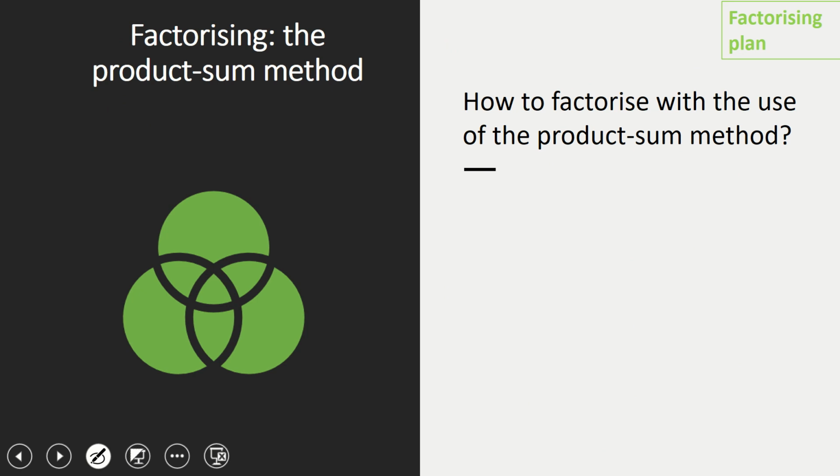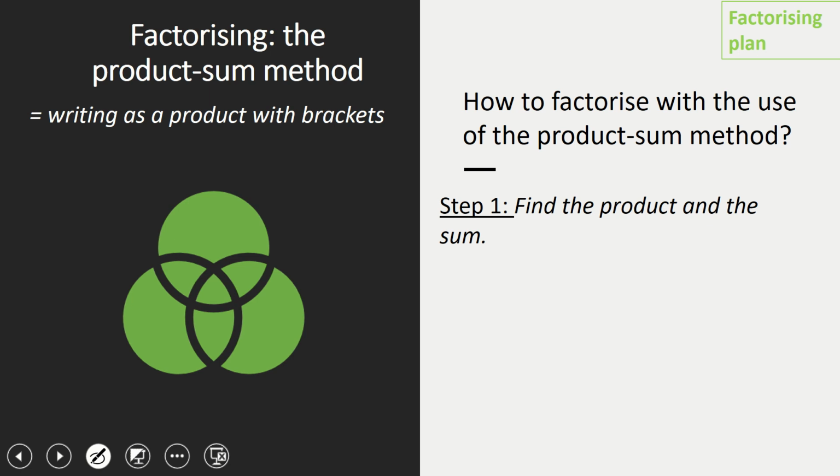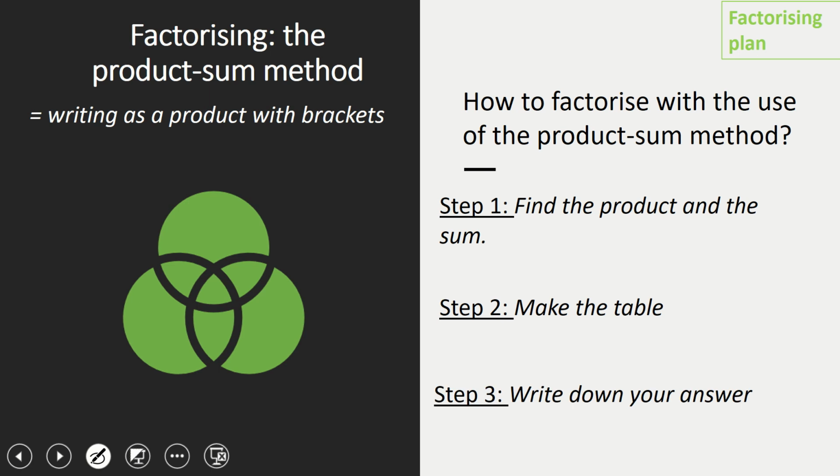So, how to factorize with the use of the product sum method. First step is to find the product and the sum. You can only use the product sum method if there is no common factor and if there are 3 terms. Step 2 is to make a table. And step 3 is to write down your answer in between the brackets. So always with x and x. And of course the plus symbol could be a minus symbol.